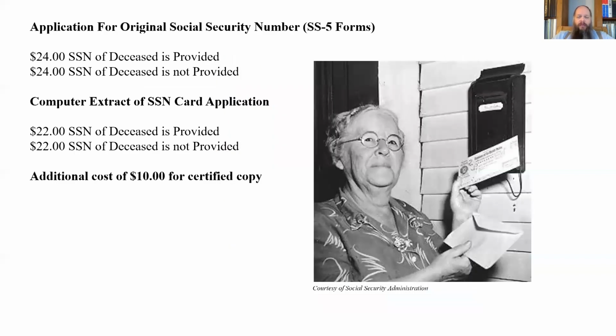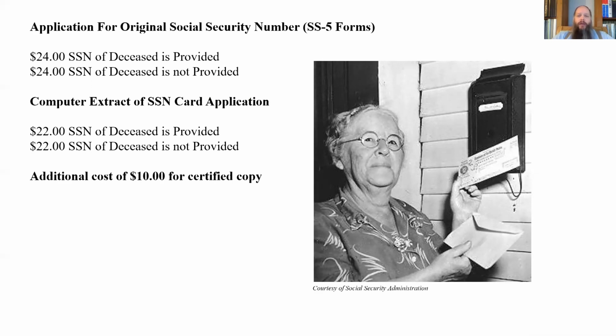Now, it does not matter if you do not know the Social Security number. The price remains the same. It just depends on what type of file you want in return. If you want the full SS5 filled out form, like I showed you for Jacob Strauss, that cost is $24, regardless of whether or not you know the number.